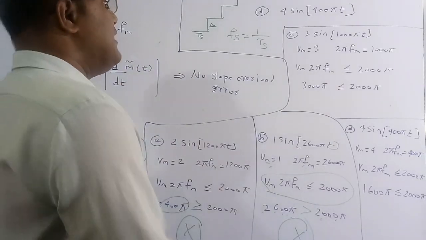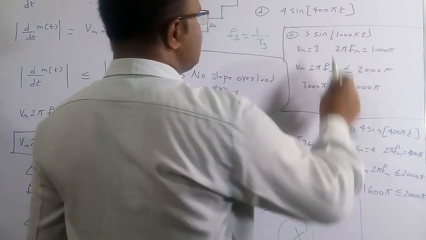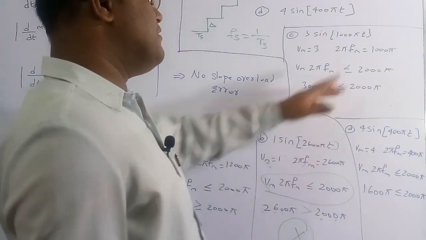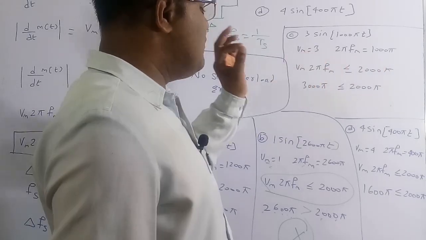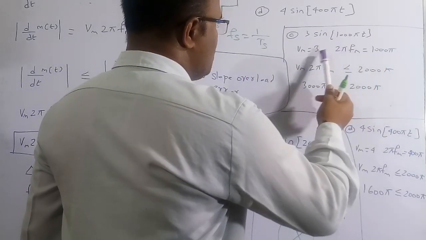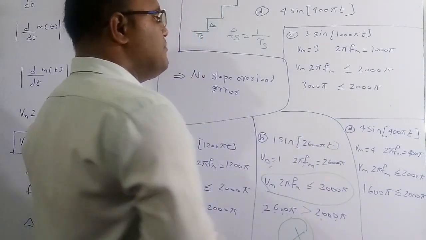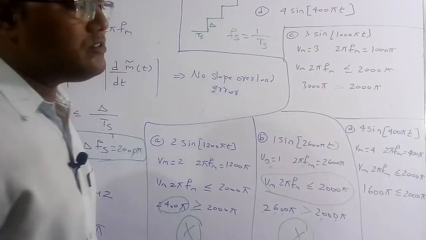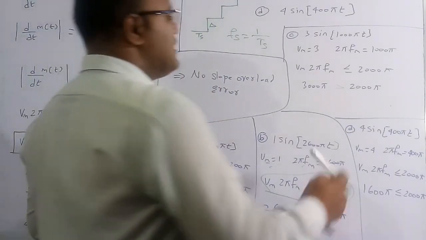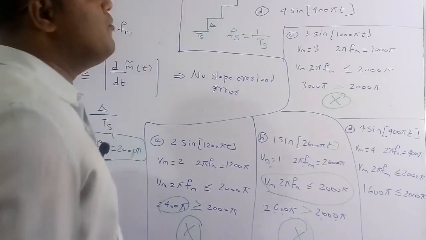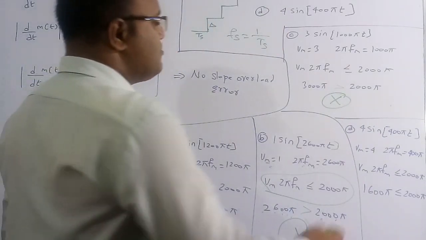And if you take option C, 3 sine 1000 pi t, the maximum peak value is 3 volt and 2 pi Fm is 1000 pi. The condition for no slope overload is this. If you substitute these two values, we are going to get 3000 pi. But 3000 pi is always greater than 2000 pi. So we can conclude that this condition is also failed. Therefore if you give this signal as input, slope overload is going to occur. And the remaining option is option D.